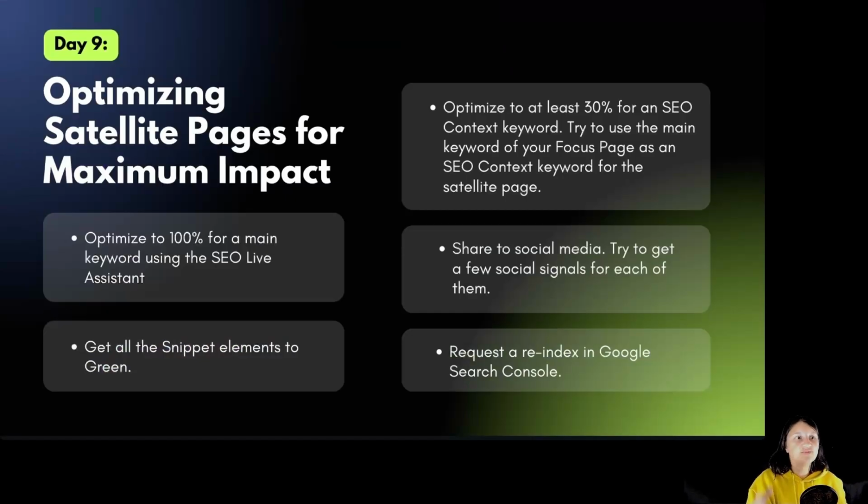For day 9, we have to optimize satellite pages for maximum impact. Optimize to 100% for a main keyword using the SEO Live Assistant. Get all the snippet elements to green. Optimize to at least 30% for an SEO context keyword. Try to use the main keyword of your focus page as an SEO context keyword for the satellite page. Share to social media. Try to get a few social media signals for each of them. Request a re-index in Google Search Console.